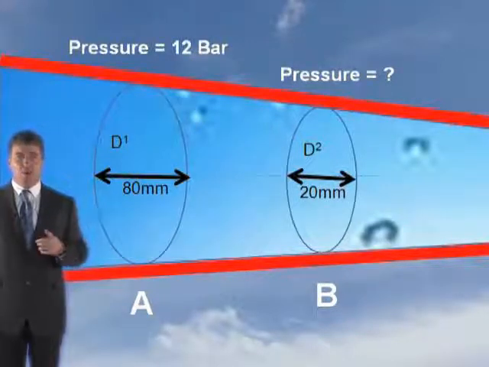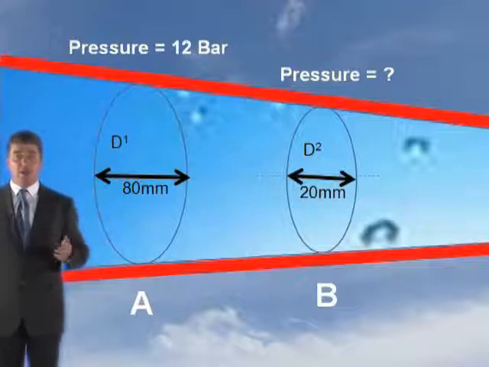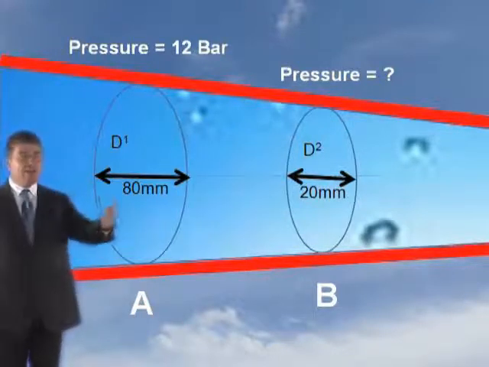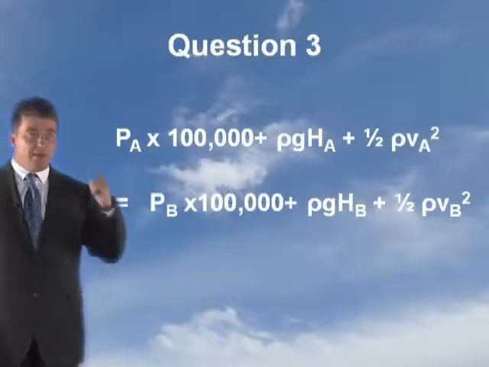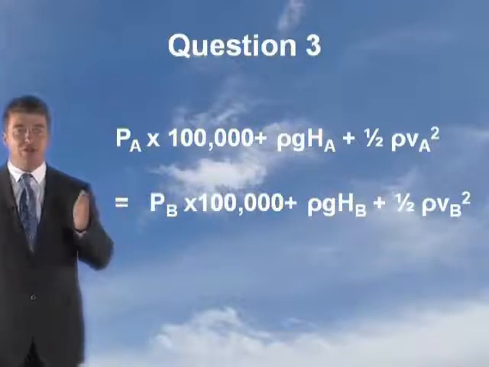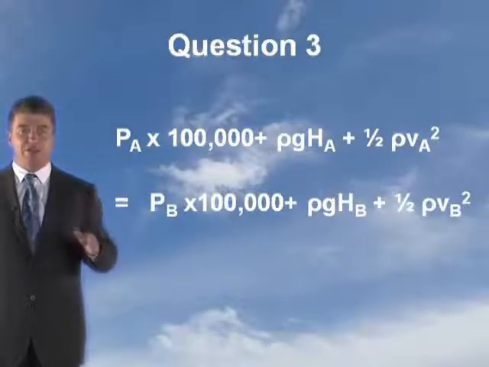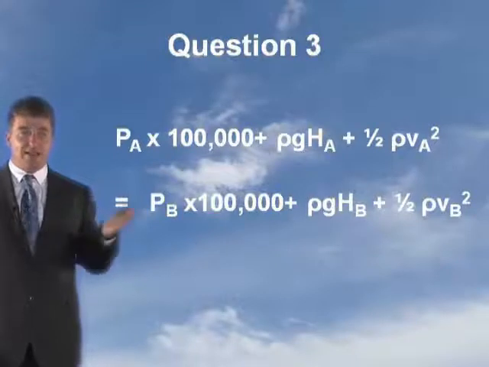Next, you need to write down the equation in the correct format. What's it quoted in? Bars. If it's in bars, this is the formula here. That's the pressure in bars. PA times 100,000 and PB times 100,000. That's if it's quoted in bars. That's the formula to apply.